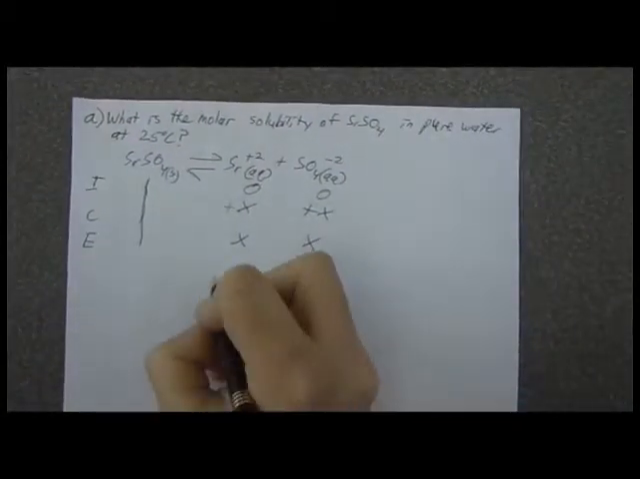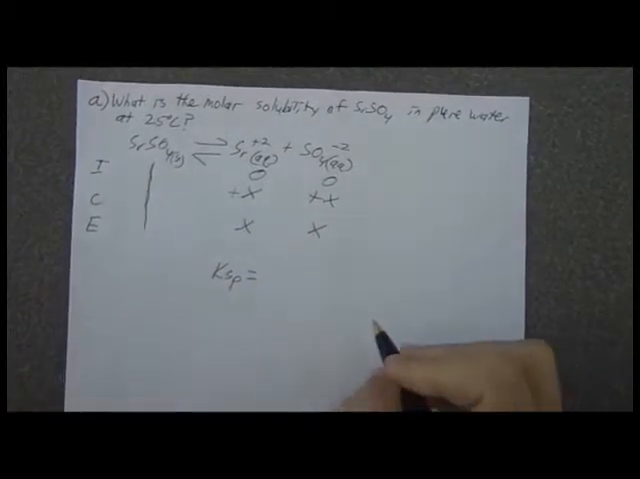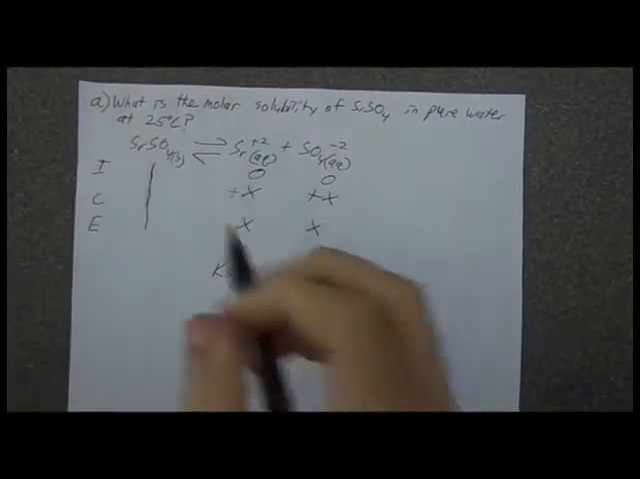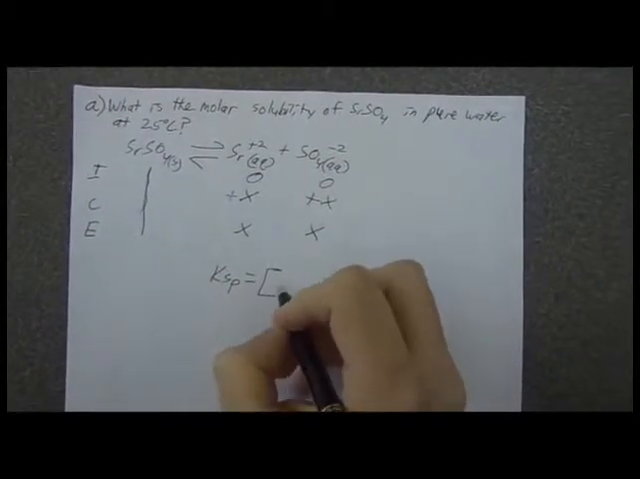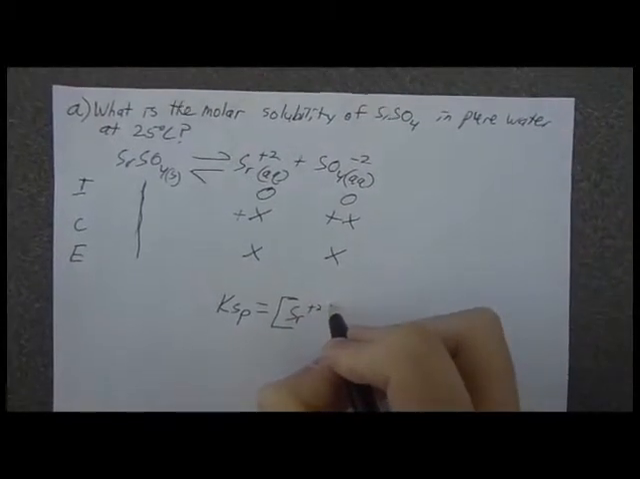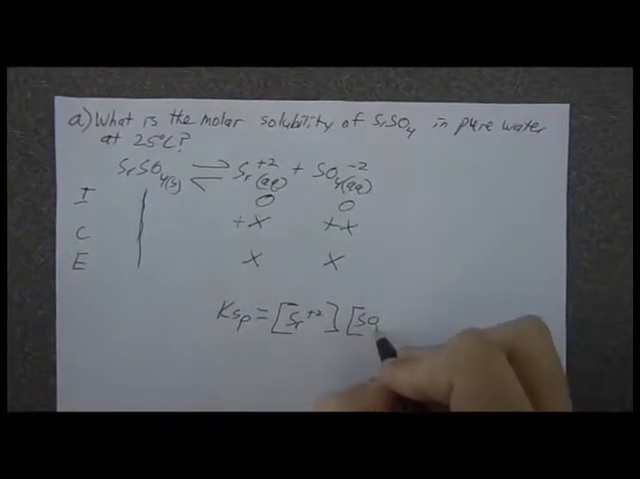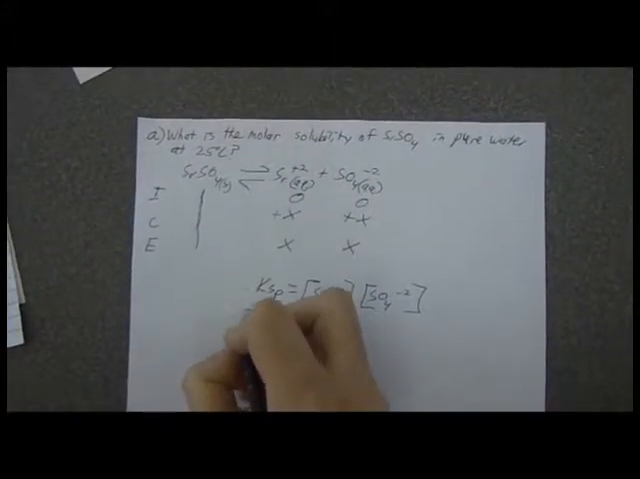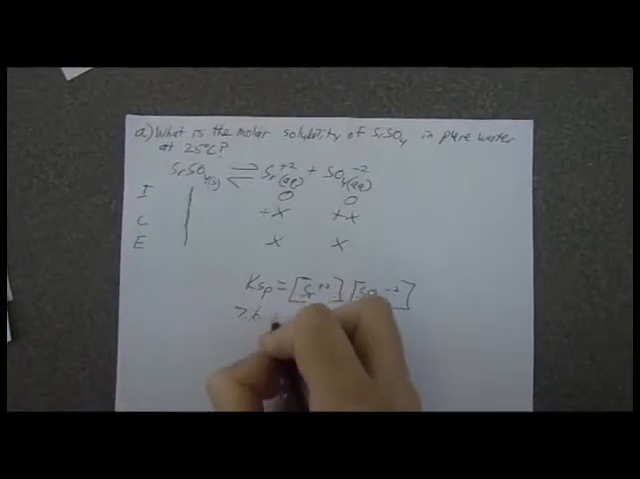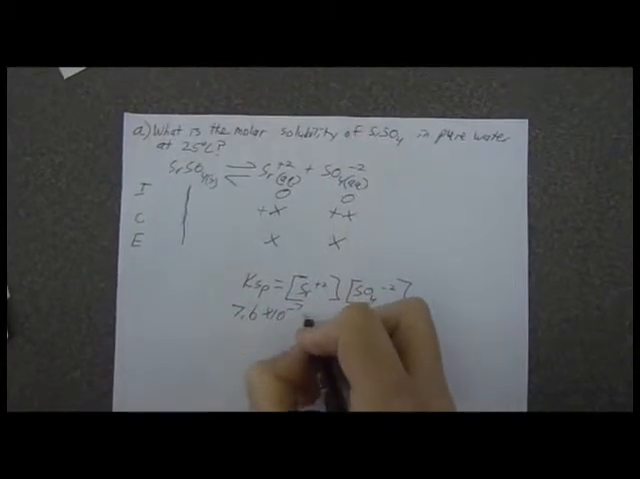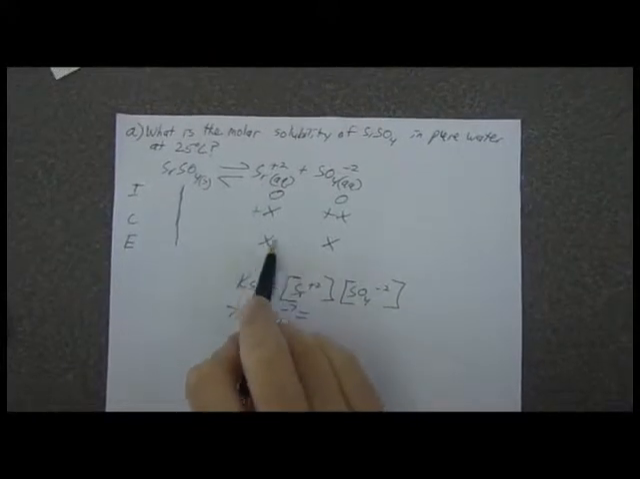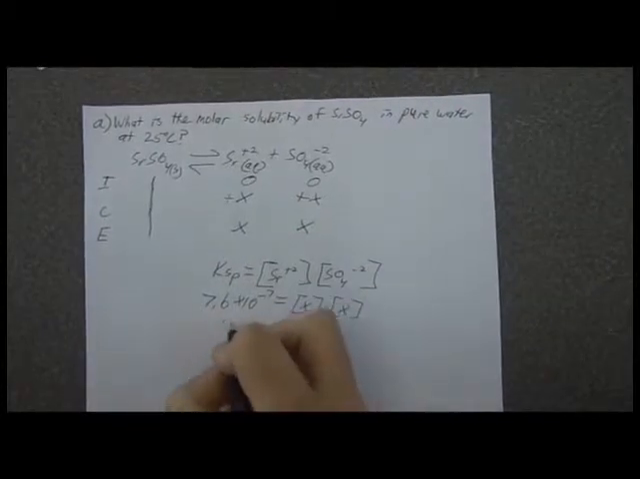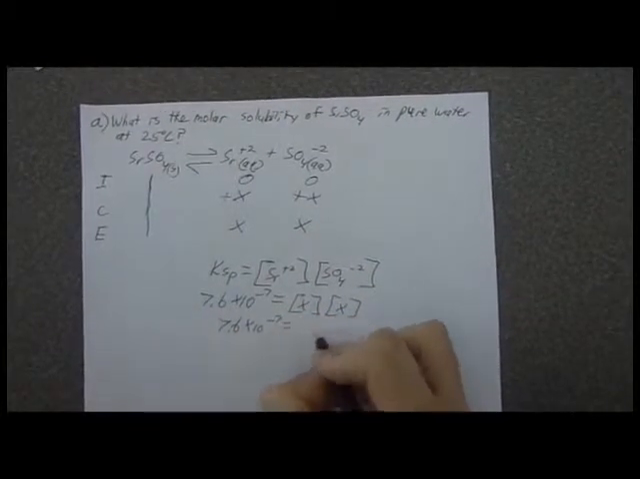The next step is to write a Ksp equation. And Ksp, as we know, is products over reactants. But since the reactant is a solid, we can just omit it and do the concentration of the products. So we'll have concentration of Sr plus 2 times the concentration of SO4 negative 2. In the problem, when you read it, we can see that Ksp equals 7.6 times 10 to the negative 7. And then we're going to substitute these in for x. So we have x times x. So 7.6 times 10 to the negative 7th equals x squared.